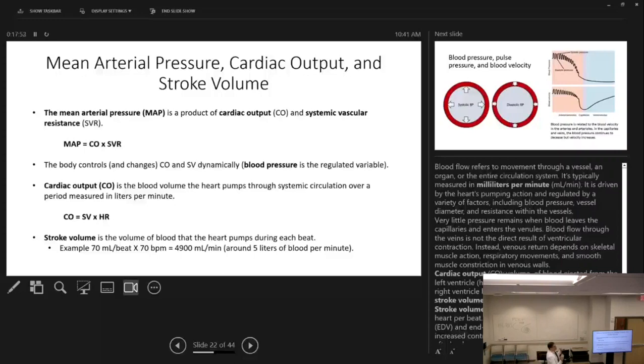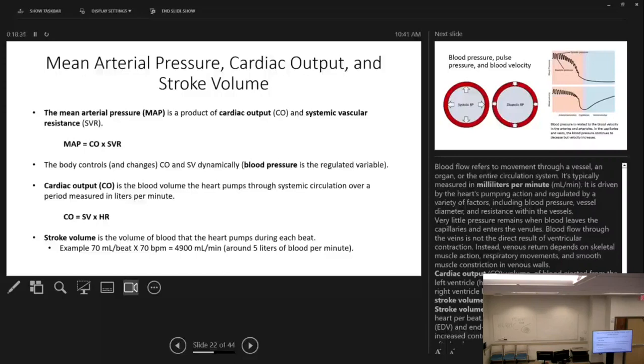If any of them decrease, we are going to have a decrease in the mean arterial pressure. Now notice that in homeostasis, remember there are some regulated and controlled variables. In this case, the body can control the systemic vascular resistance by producing dilation or constriction, or the cardiac output by changing the heart rate and contractility of the heart, increasing or decreasing the cardiac output in order to regulate the blood pressure of the body.